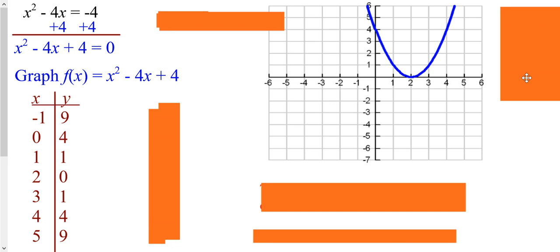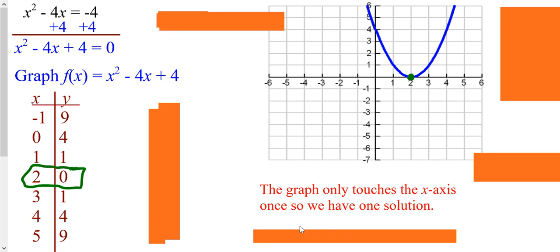Now, we know we only have one answer here because we only have one output where the y value is 0. When you look at your graph, you can see that you only have one spot where you're touching the axes. So that's what we would write down. We would write down that our answer is 2, because that's the x-coordinate of where it crosses, or you can see that here in your table.